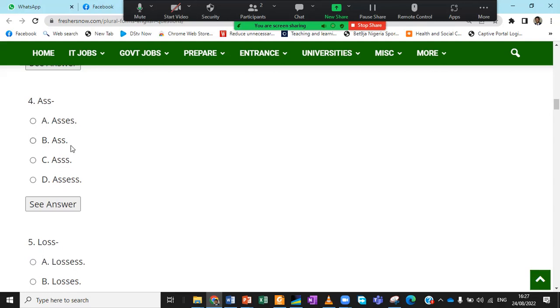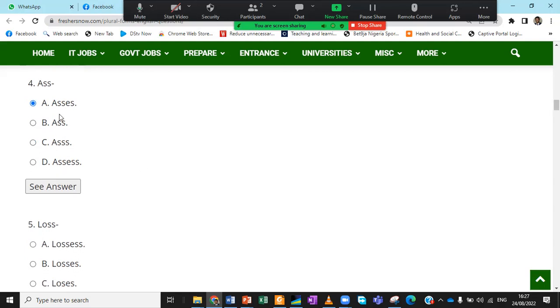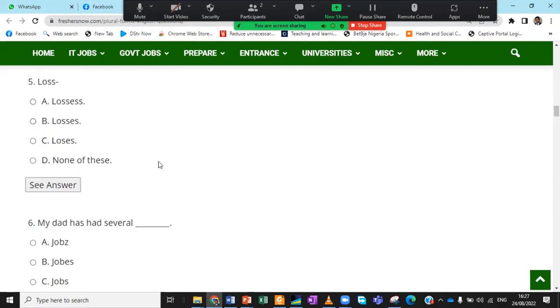Sometimes it can just be this. Both of them are correct. So loss, losses, job, jobs. This one is quite easy. Party, parties, berry, berries. What about tax? The plural for tax.